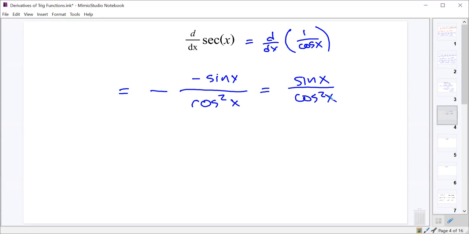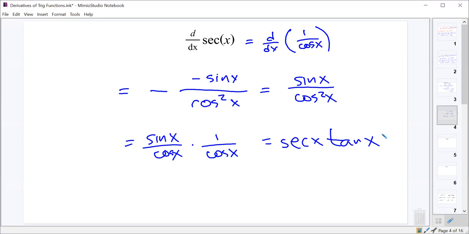But normally the way we write these is we want to try and, if we can, keep it using this same trig function. So I could rewrite this as sine x over cosine x times 1 over cosine x. And what's 1 over cosine x? Secant. And what's sine over cosine? Tangent. So normally we'll say the derivative of secant x is secant x tangent x. And 99% of the time, that'll be the more convenient notation for it. Everybody good there?